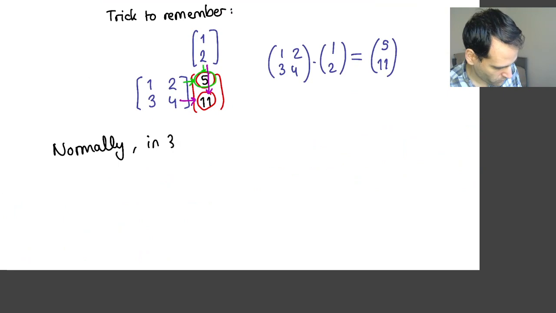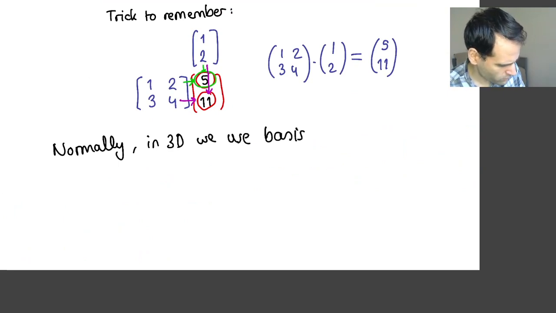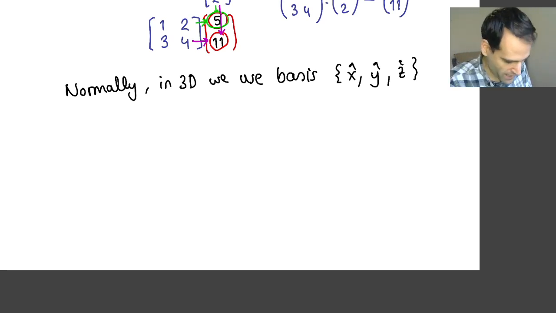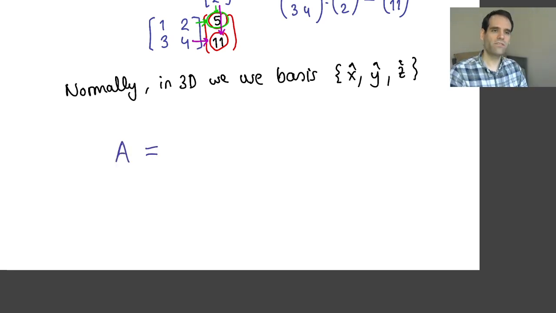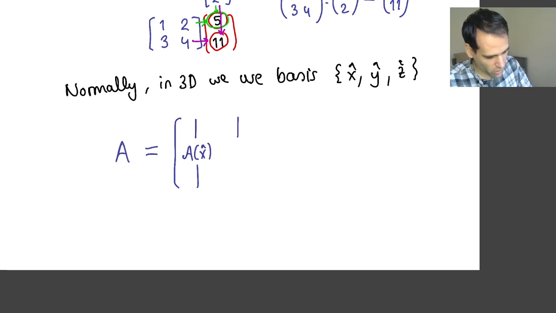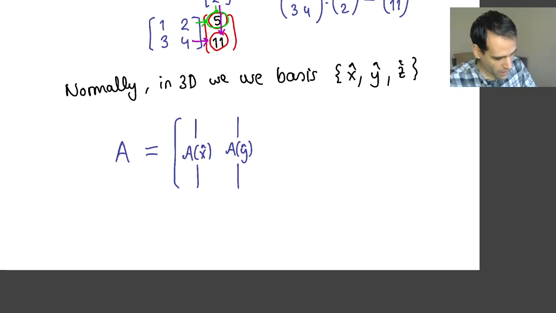in 3D we use basis x hat, y hat, z hat. So this means that the matrix A associated to a certain transformation is written as 3 columns. The first column is the transformation applied to x hat. The second column is the transformation applied to y hat. And the third column is the transformation applied to z hat.